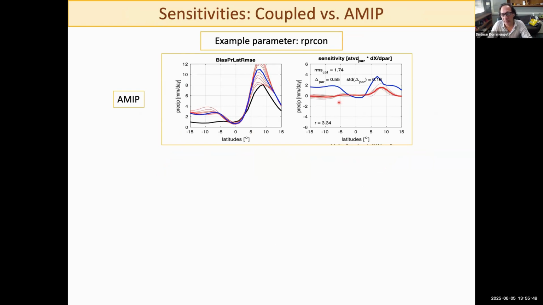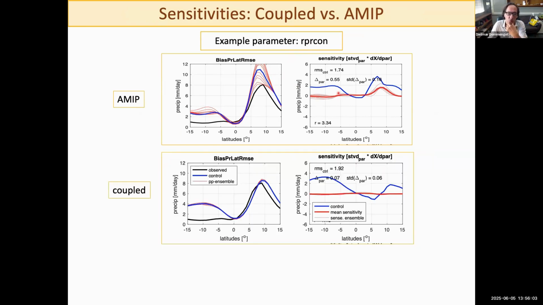Another point to make is if you go from the AMAP to the coupled model and you try to calculate these sensitivities again. So this is what I showed you for the AMAP. Now let's do the same parameter and do the same kind of perturbations in the coupled model and see what the sensitivities are. You will then notice that the same parameter perturbed in the coupled model has suddenly no sensitivities.